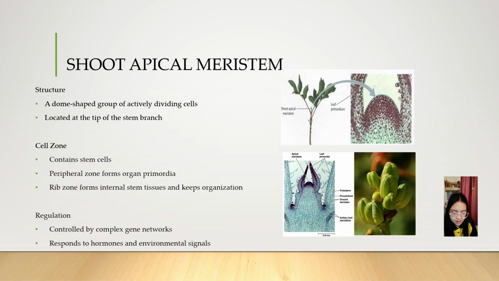Next I will explain about structure, cell zone, and regulation of shoot apical meristem. Structure is a dome-shaped group of actively dividing cells located at the tip of the stem and branch. Cell zone contains stem cells. Peripheral zone forms organ primordia, and rib zone forms internal stem tissue and keeps organization. For regulation, it is controlled by complex gene networks and responds to hormone and environmental signals.